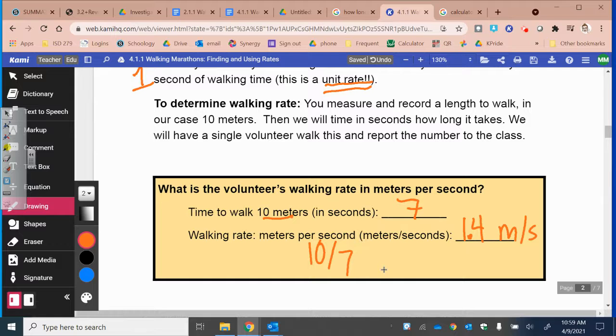Again, this will change on every class, so pay close attention. If you missed the class day, you're going to use these numbers. If you're in class with us, you're going to use the numbers that came from our volunteer.